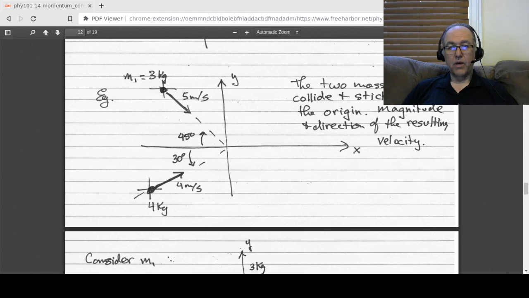Okay, and so here I have two masses. Again, 3 kilograms, 5 meters per second, 4 kilograms, 4 meters per second, but look at the angles. This one's no longer traveling along x, and that's no longer along y. This one's traveling in at this 45-degree angle like that, and this one's traveling in at 30 degrees like that, okay? And they collide and they stick, okay? So I didn't show the after picture here at all. They collide and they stick.